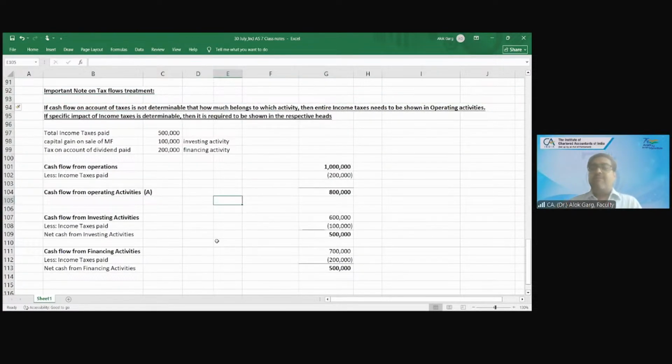Friends, have you got the comfort on cash and cash equivalent, operating activity, investing activity, financing activity, reconciliation, unrealized foreign exchange treatment, bank overdraft treatment, cash flow treatment? Have you got the comfort on all these aspects or not? Yes, sir. Very good.